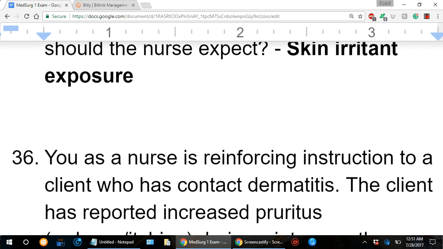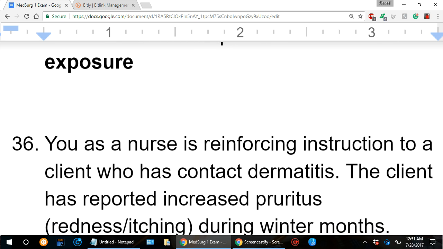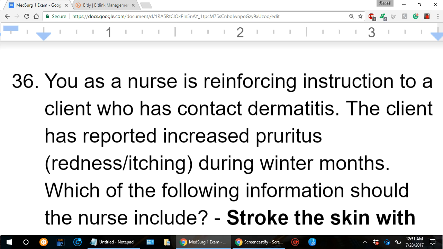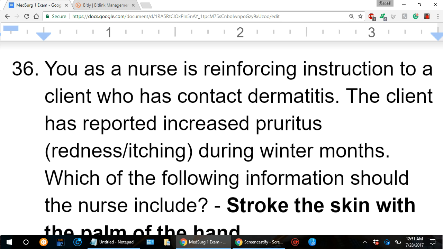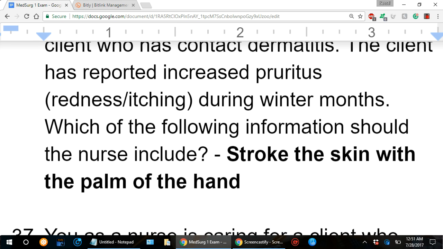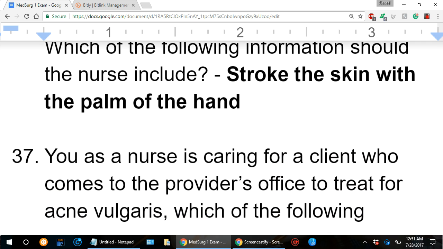You, as a nurse, are reinforcing instruction to a client who has contact dermatitis. The client has reported increased pruritus, redness, or itching during the winter months. Which of the following information should the nurse include? Stroke the skin with the palm of the hand.